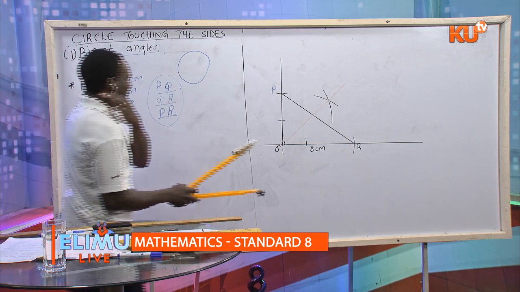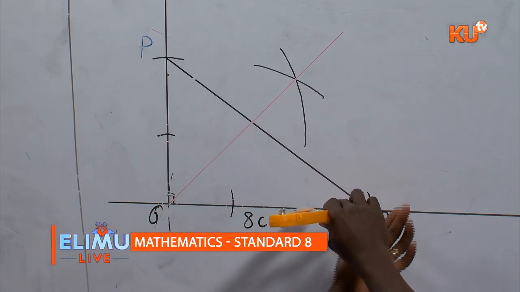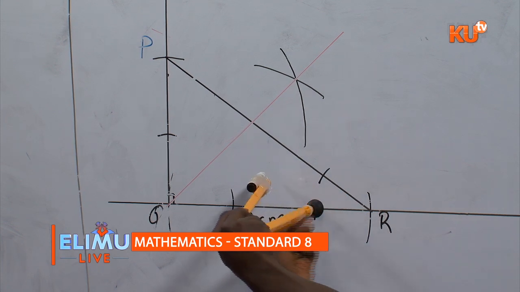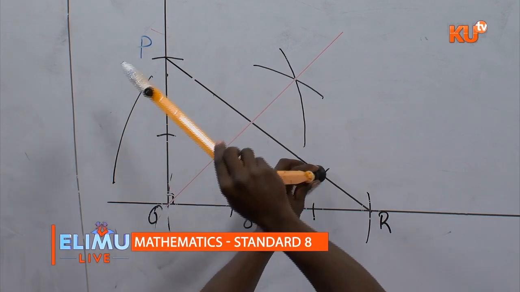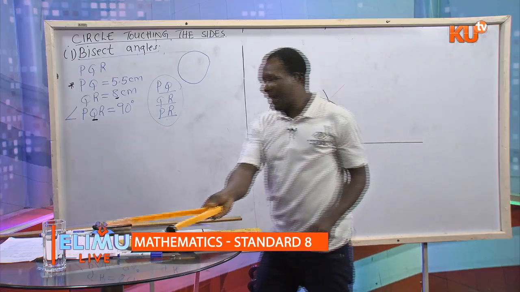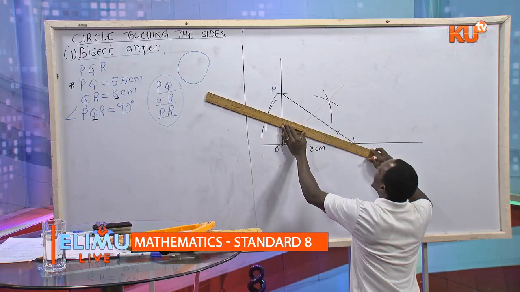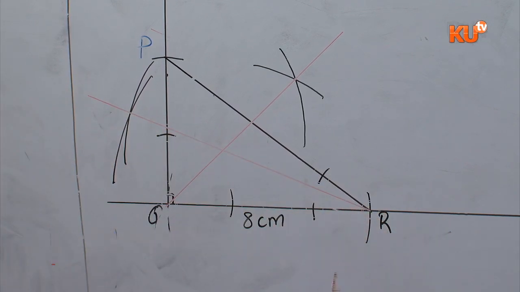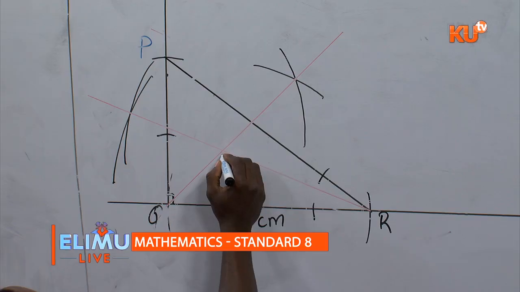Then I take my compass again. I come to R. R less than a half. Then I cut there and there. Then I take it outside the triangle, put an arc there, come there, put another arc there. You can see where the two have met. Take the color you are using, draw the perpendicular bisector. There. I have bisected this angle and you can see the two perpendicular bisectors have met here. Call this point O.